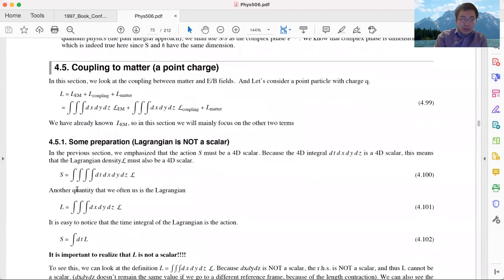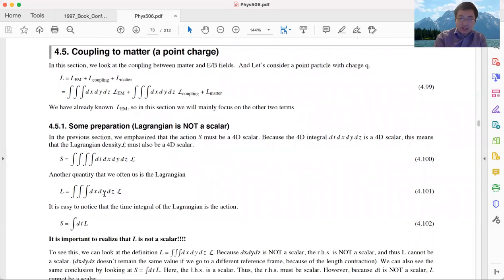Okay, so once we understand that action and Lagrangian density are both scalars, then immediately we will realize that Lagrangian is not a scalar. Okay, to understand that the Lagrangian is not a scalar, we just need to look at the definition. Lagrangian is a spatial integral of Lagrangian density. Okay, we know Lagrangian density is a scalar. Lagrangian density doesn't change under Lorentz boost. But dx, dy, dz is not a scalar. dx, dy, dz is a volume, a 3D volume element. And the 3D volume element is not an invariant quantity under Lorentz boost.